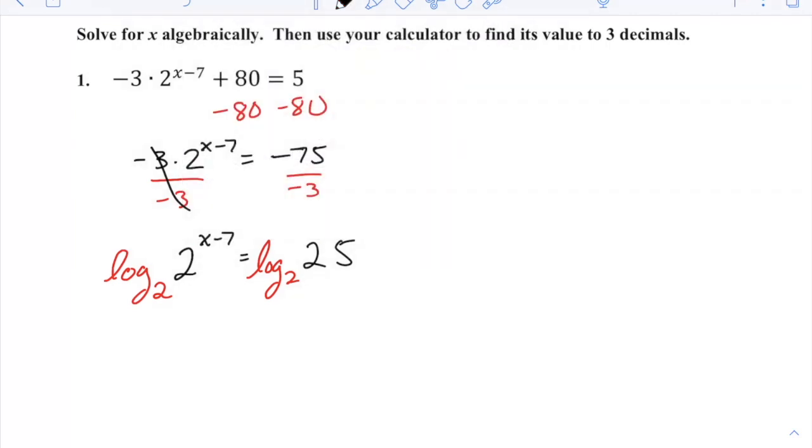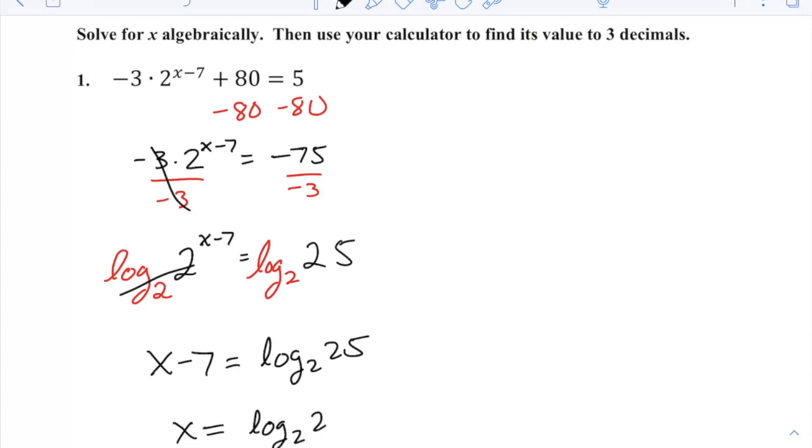And on this side, log base 2 of 2 to the x minus 7, they cancel each other out. There's that inverse relationship of logs and exponents that leaves you with x minus 7. Now over here you have log base 2 of 25, which I don't know what that value is without a calculator. But I'm now going to solve for x, add 7 to both sides. So it will be log base 2 of 25 plus 7. That's the algebraic expression for what x is equal to.